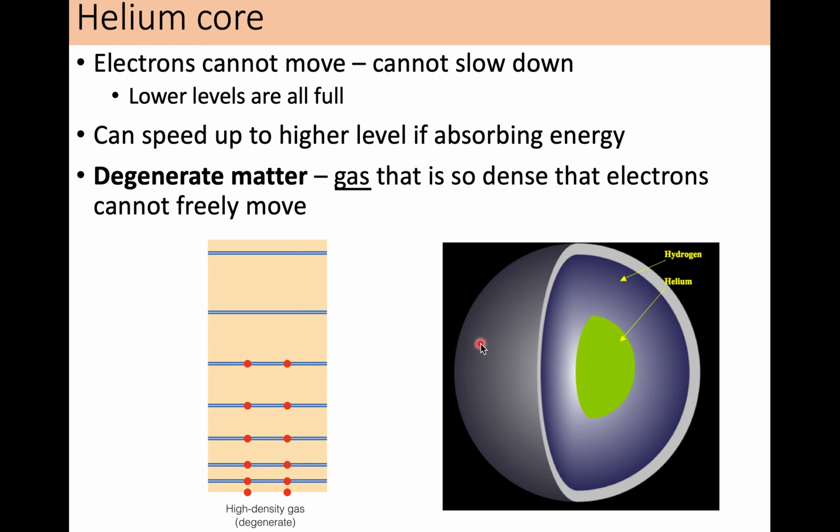So if this atom were to absorb energy, it could move up to a higher level if it were to absorb a lot of energy. However, when we are talking about a gas being degenerate or matter being degenerate, we're always talking about gas that is too dense. Gas that is, in fact, so dense that these electrons can't freely move. So this is what is happening in our helium core due to the incredible compression of that core.